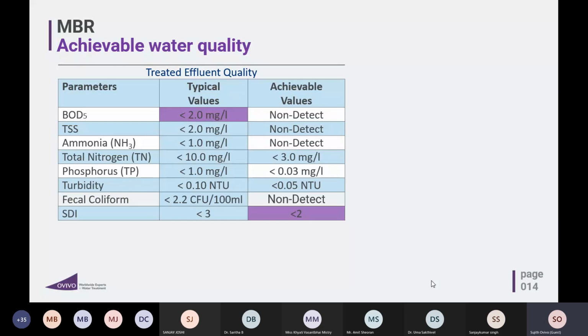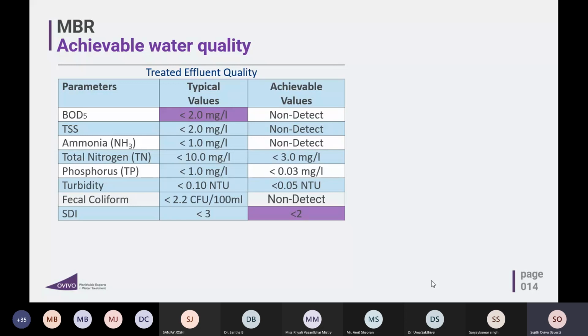We tell it's less than 5 ppm, but actually what you get is non-detectable. The achievable value is non-detectable. BOD you can get almost negligible, TSS negligible, ammonia, though we say less than 1, it's not detectable. Total nitrogen, you can go up to less than 3. This comes with post-anoxic treatment. And the phosphorus, it's typically 0.03. This is after the anaerobic process, which we use, and turbidity is 0.05. Even the fecal coliform, you can see it's all typically non-detectable.